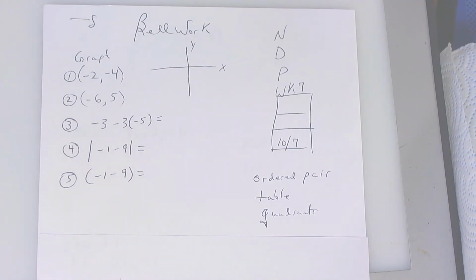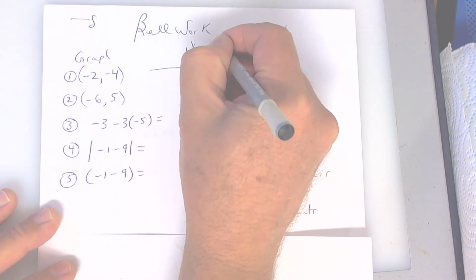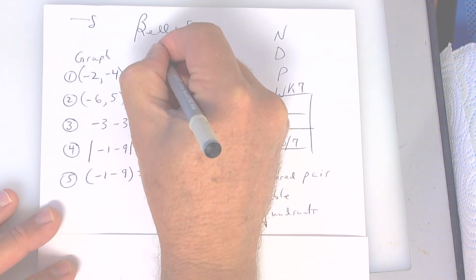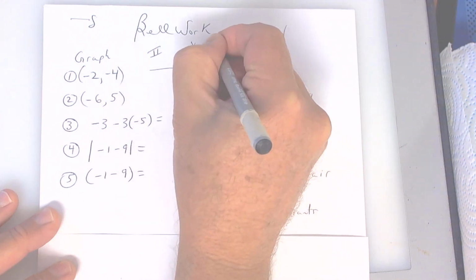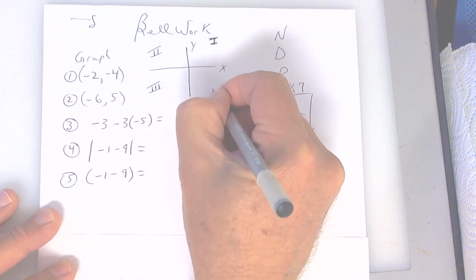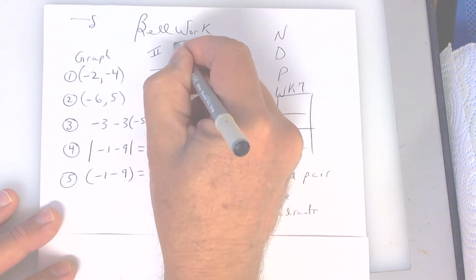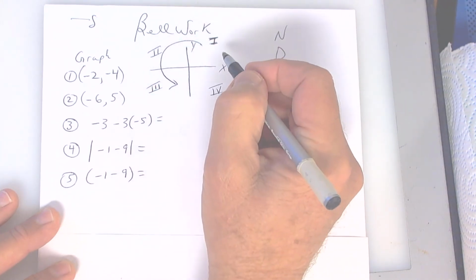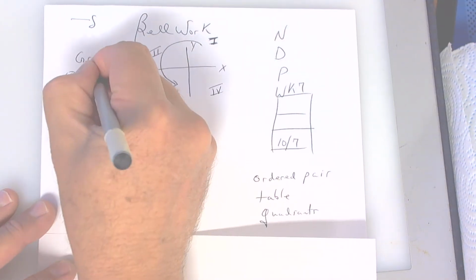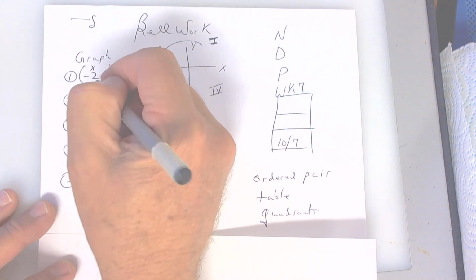All the bell work's on videos from each day. Let's take a look here. Graph that point. Well, we have quadrants here, so let's talk about that. This first one is quadrant 1, and it goes backwards. It goes counterclockwise. 2, 3, and then 4. It goes this way. This is your x-axis. This is your y. X, y. X always comes first.